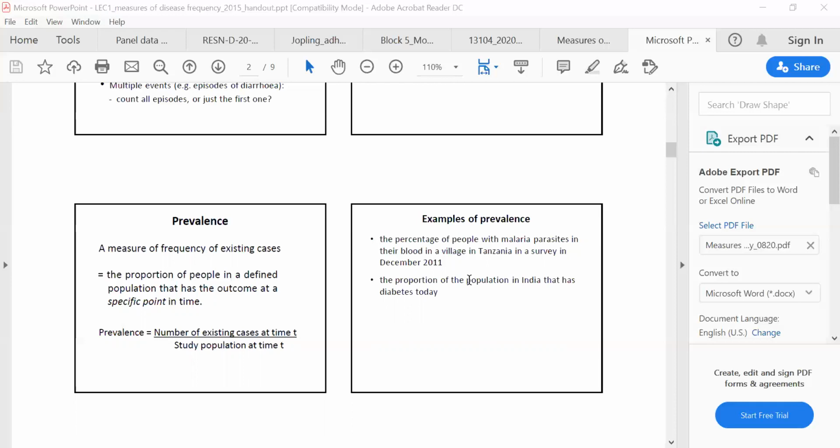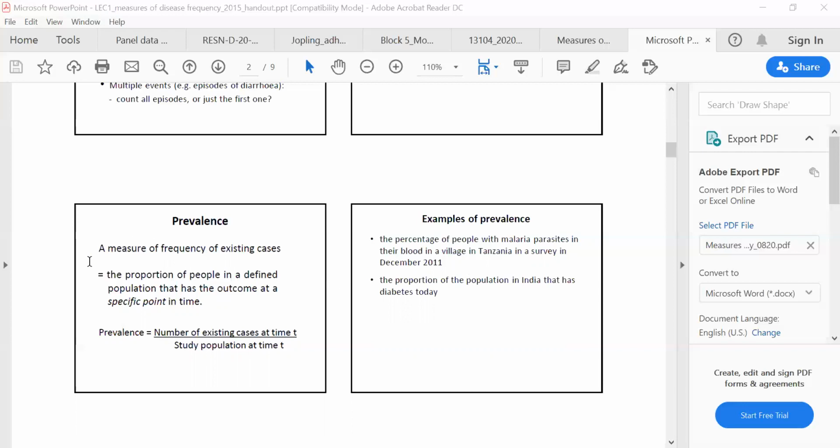Then we count the number of people with malaria. So in this case, our prevalence becomes a percentage or a proportion, where we put the number of people with malaria over the total population. Another example is the proportion of the population in India that has diabetes. So we take the whole population of India, we count the number of people in India who have diabetes. That proportion then becomes a prevalence.